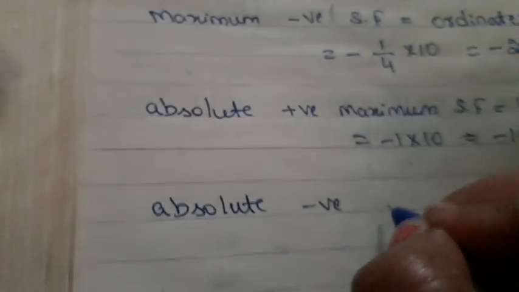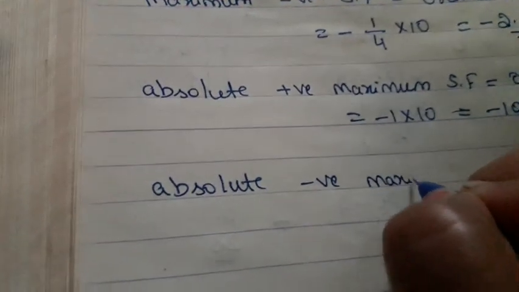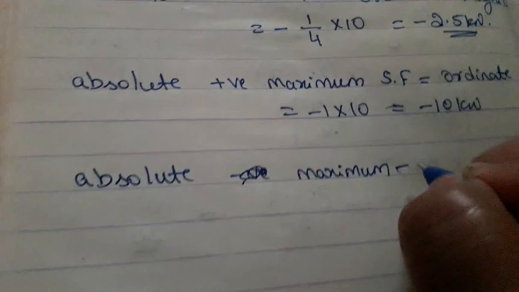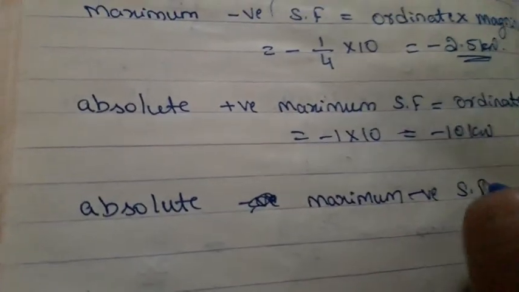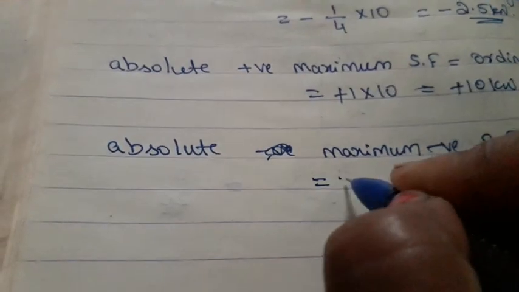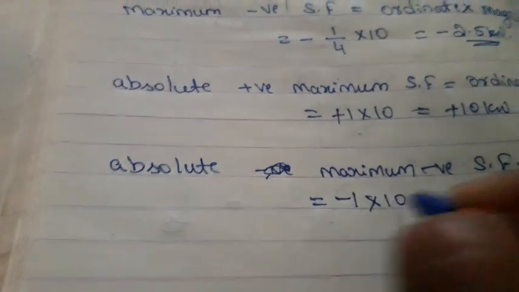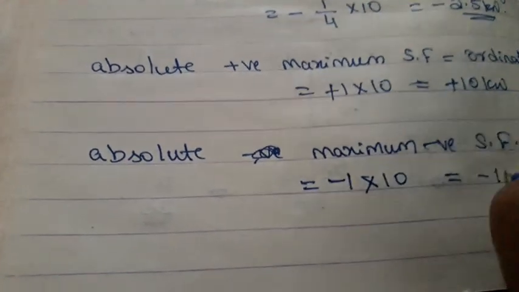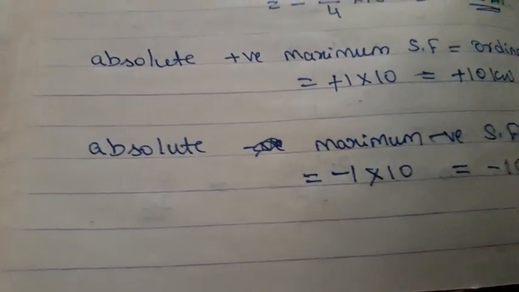Absolute negative maximum, it should be maximum negative shear force, and the maximum positive shear force is equal to this is plus, this is minus 10 kilonewton.